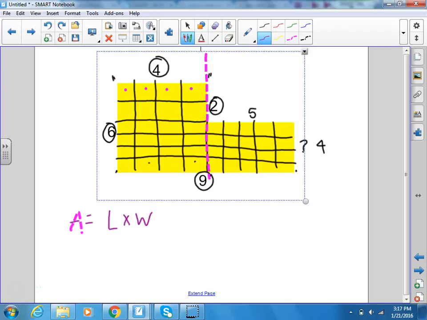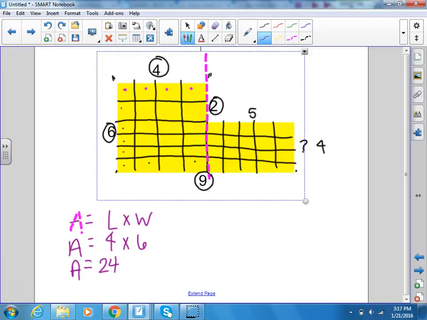We know area is length times width. It is 4 squares long, and it is 1, 2, 3, 4, 5, 6 squares wide. We know that the area of 4 times 6 is 24. So the area of the one rectangle is 24.